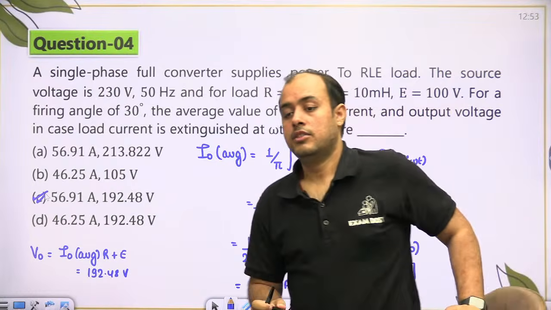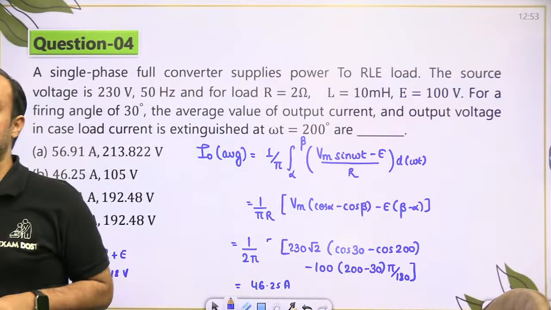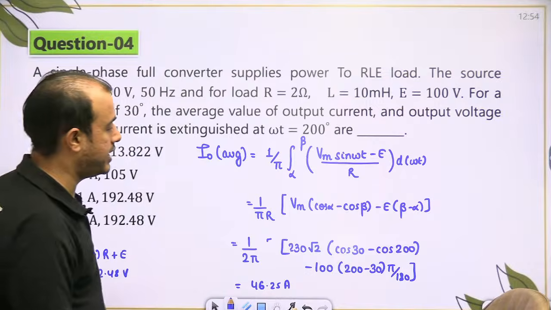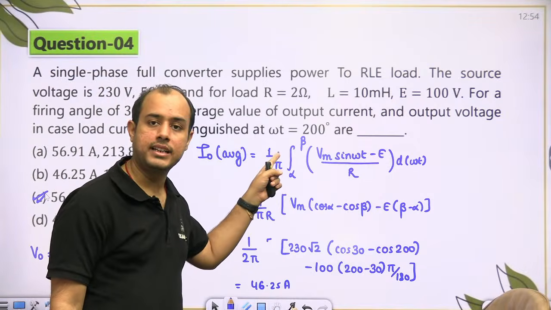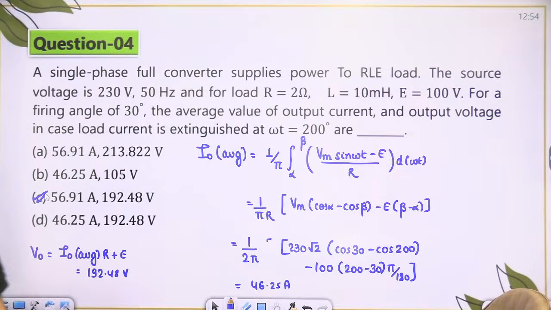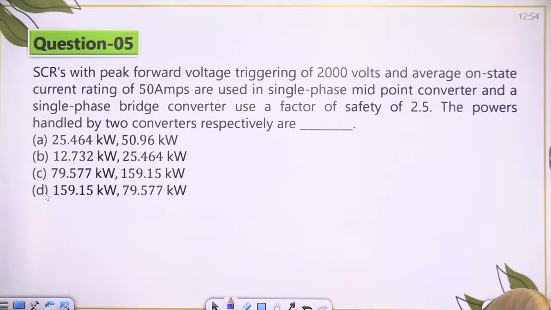समझ में आया? What have I actually done? I have taken the integration of the current from alpha to beta. Whenever alpha and beta is given, my job becomes very simple. I know the interval of integration. मुझे interval of integration पहले ही मालूम है. And once I find I average current, V average is I average into R plus E.